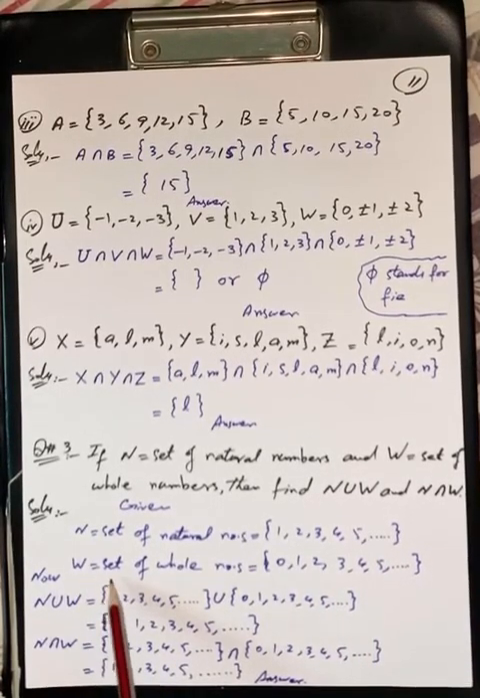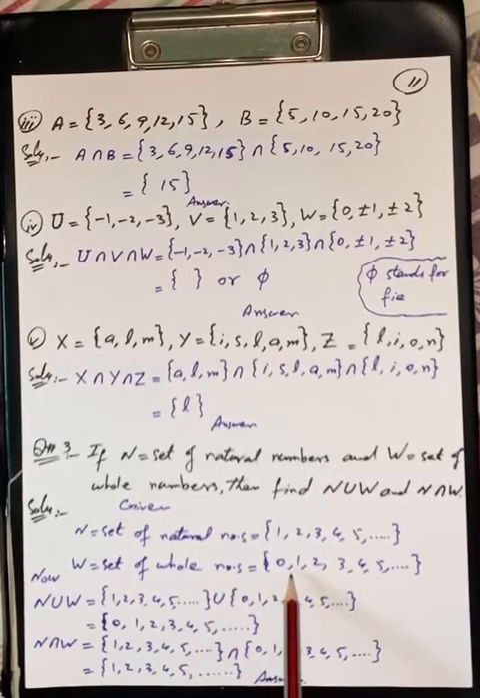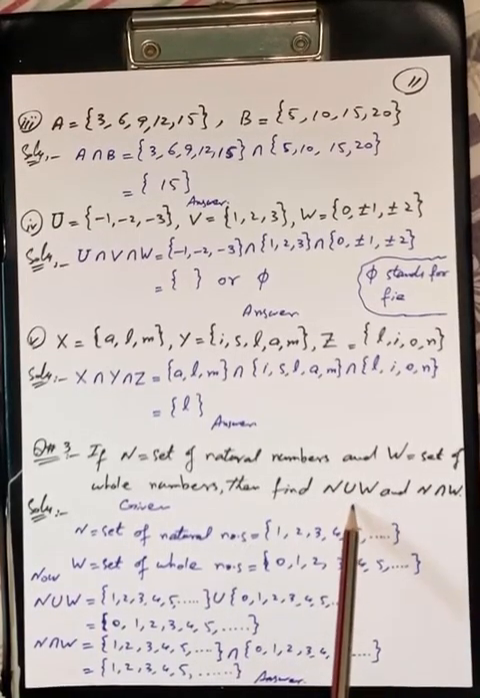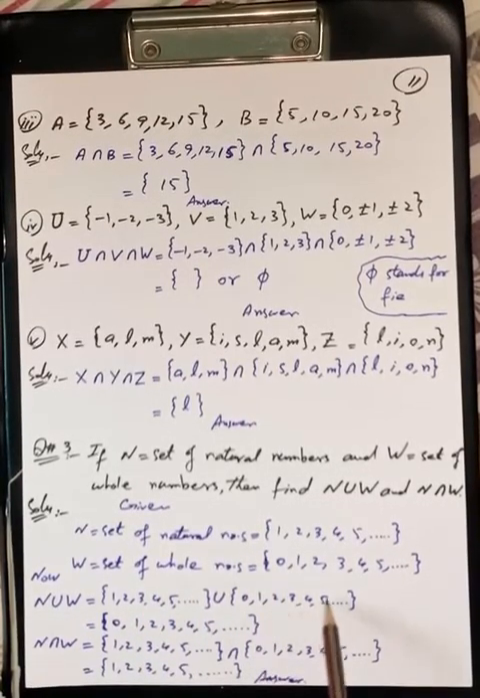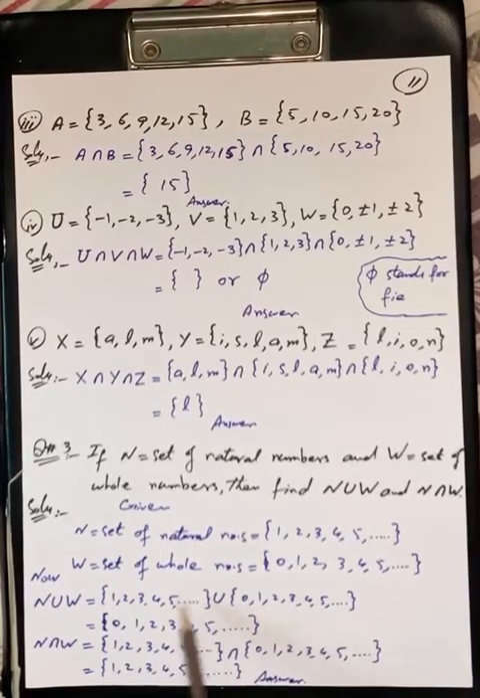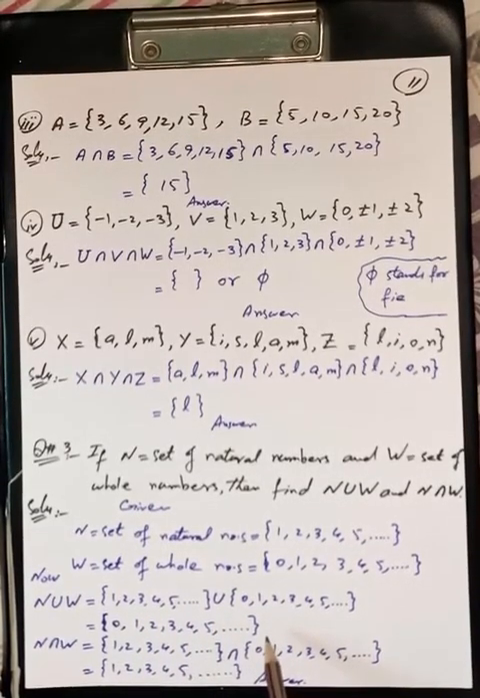Set W, the set of whole numbers, starts from 0, 1, 2, 3, 4, 5, with all the commas inside because it's in tabular form. Okay, dear? So I want to find N union W and N intersection W. First we write N union W: set N's elements union set W's elements. Union means to write all elements present in both sets but not repeated. So it consists of all elements starting from 0, then 1, 2, 3, 4, 5, then dot, dot, dot. This is the union of these two sets.